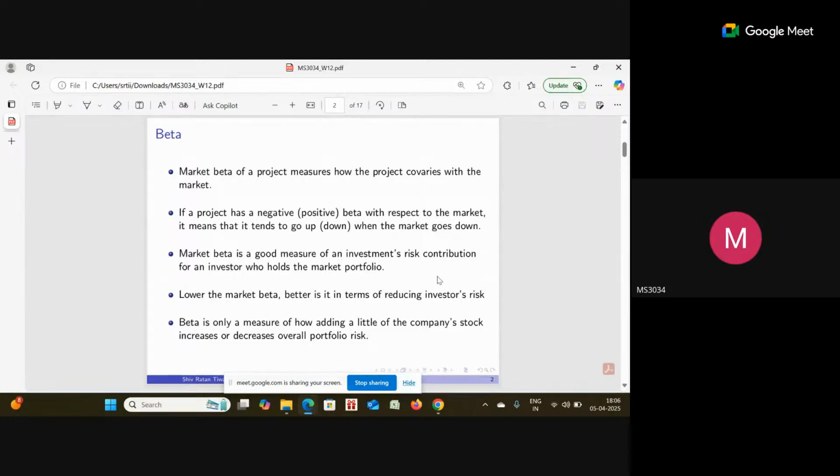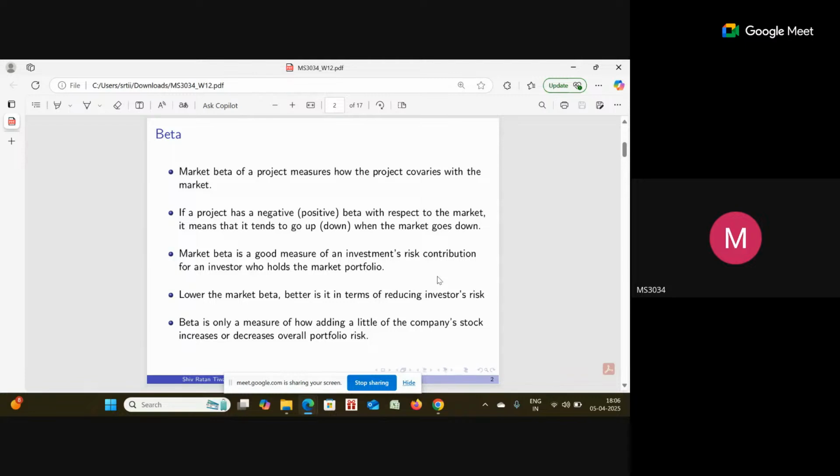Okay, once you get this beta, how is this beta useful to you? If a project has a negative beta with respect to the market, it means that if the market goes up, then it will go down. Vice versa, if the market goes down, then this project's return tends to go up. And we can relate the same thing in case the beta is positive for a project, then it will move in the same direction the market is moving. If the market goes up, it will go up. If the market goes down, it will go down.